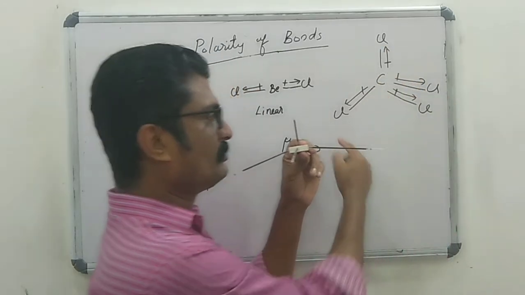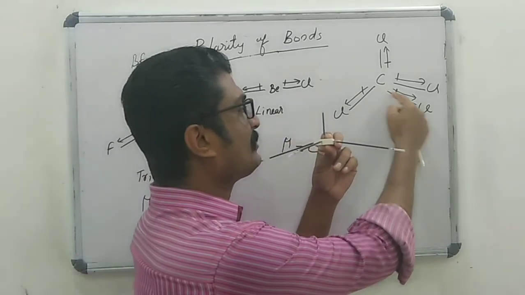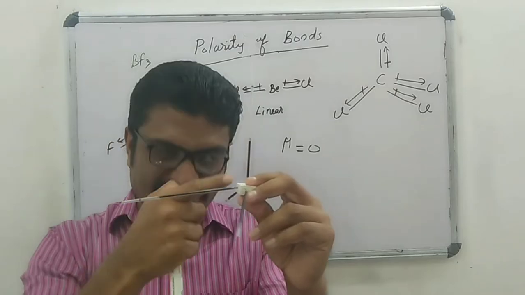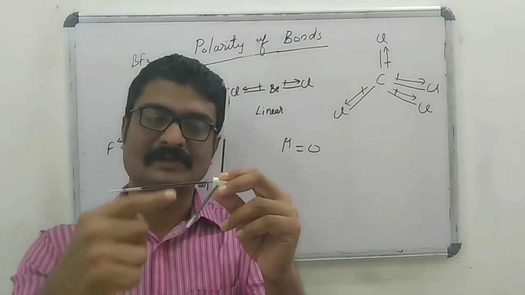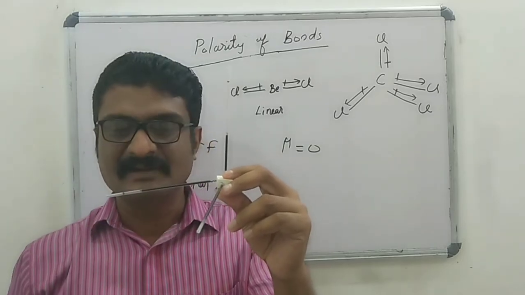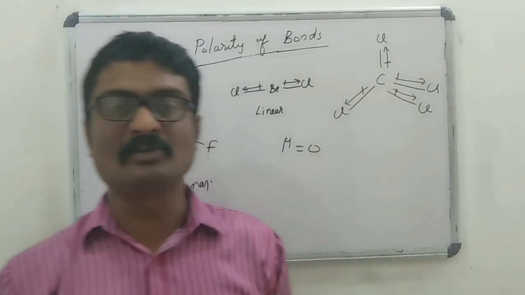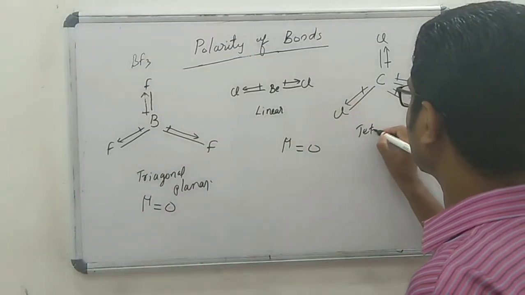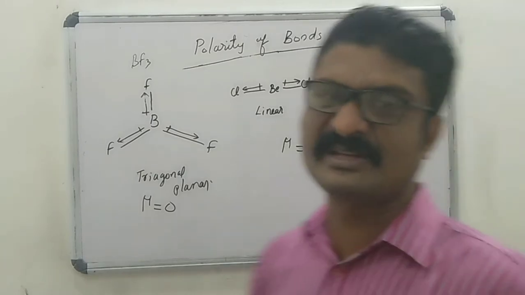This carbon chlorine bond points towards the observer, and this carbon chlorine bond lies away from the observer. These two bond moments are directed in opposite directions. Then these two bond moments also cancel each other. Then the net dipole moment becomes 0. So CCl4 possesses regular, tetrahedral geometry, and its dipole moment is 0.